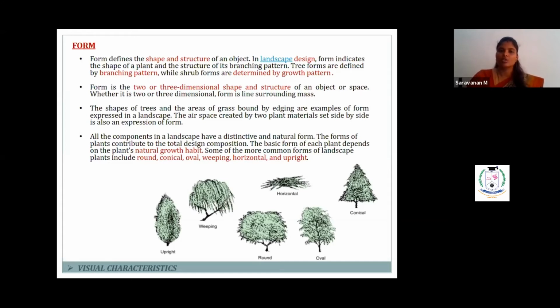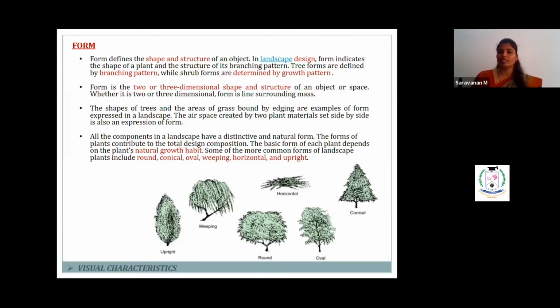So form is the two or three dimensional shape and structure of an object in space. The shape of a tree, or the area of grass surrounded by edging, are examples of form as expressed in the landscape. The form of the plant contributes to the total design of the composition. The basic form of each plant depends on the plant's natural growth habit. Each plant has its own kind of habit, for example the place where it grows, the climate suited for it, and its form.